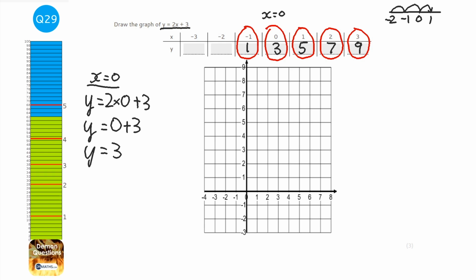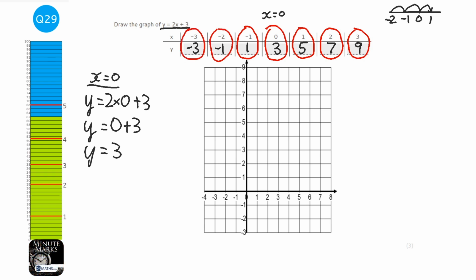So let's try the next one. 2 times negative 2 is minus 4, minus 4 plus 3 is minus 1. Minus 3 times 2 is minus 6, minus 6 plus 3 is minus 3. So those are my final 2 coordinates.